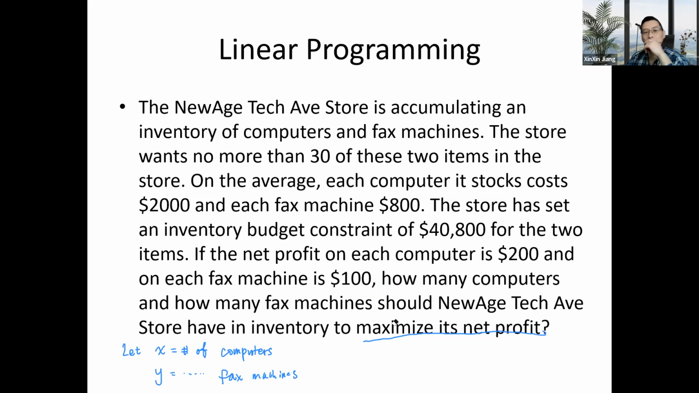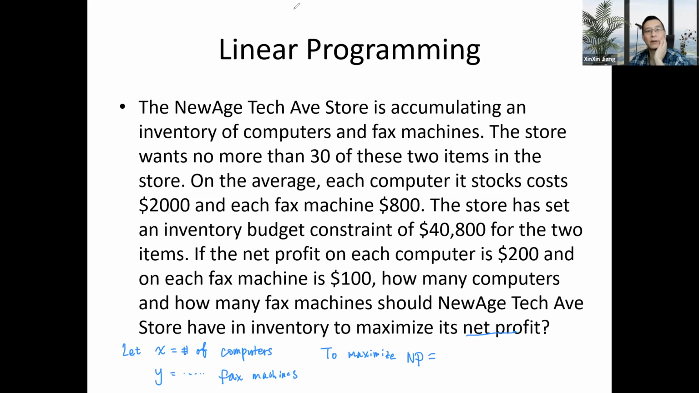Next, we want to maximize the net profit. So we write "to maximize." We're going to express net profit as a function because obviously it depends on the number of computers and the number of fax machines it stores and sells, right? So to maximize the net profit, you can put P there, that's fine, for net profit. All right, so this is the easier part.